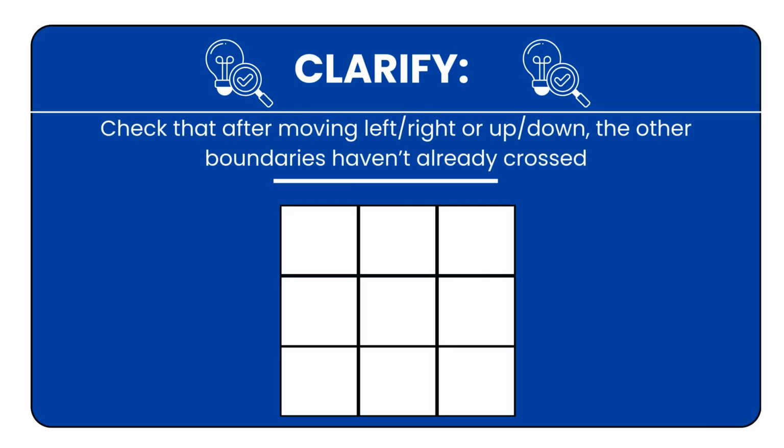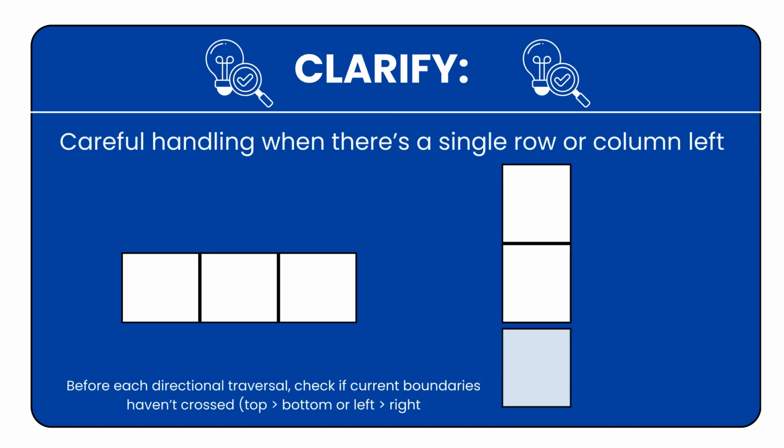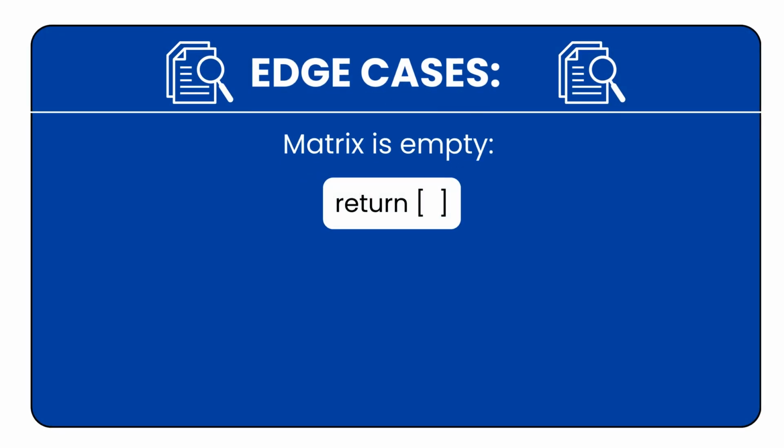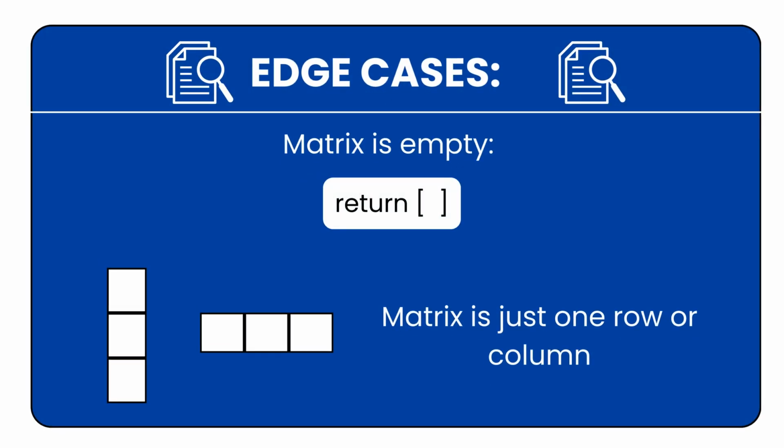Let's clarify. Check that after moving left/right or up/down, the other boundaries haven't already crossed. Careful handling when there's a single row or column left. Edge cases: matrix is empty, return. Matrix is just one row or column.